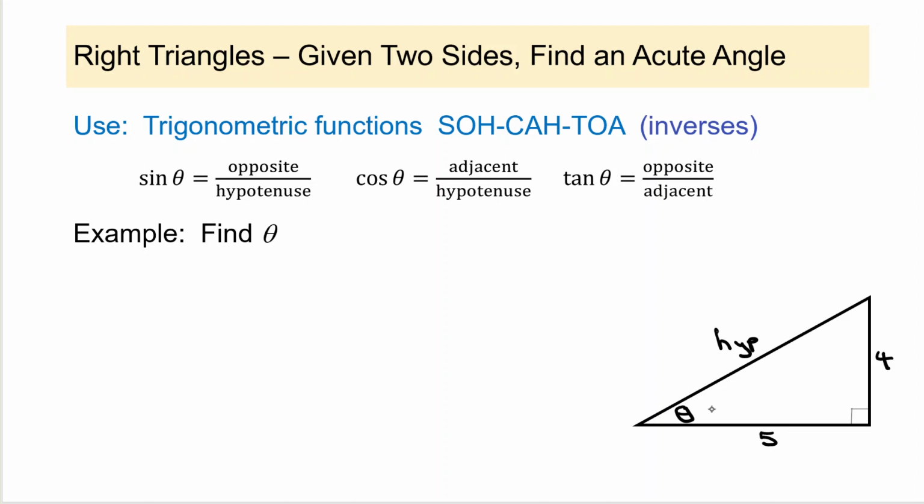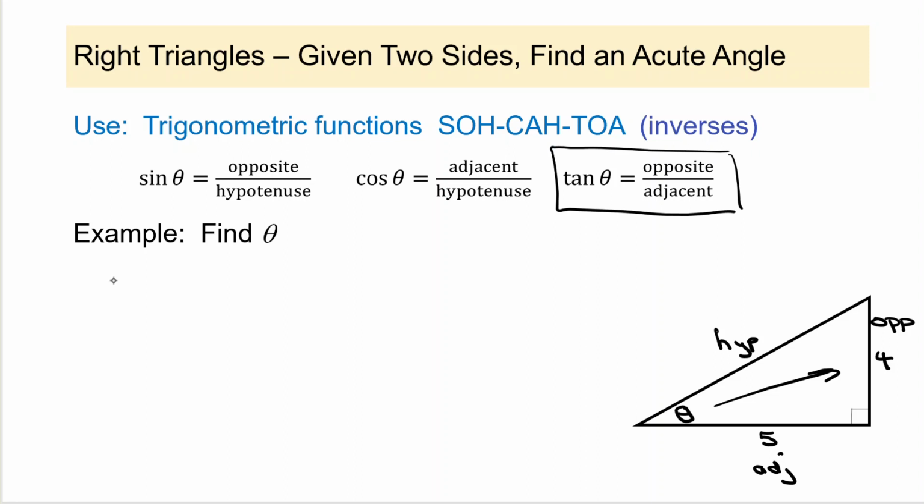Opposite theta, we call opposite, good name. Opposite or adjacent to theta, or next to theta, we call that adjacent. So what am I looking for? I'm looking for a trig ratio that involves the two known sides, opposite and adjacent. So if I look up here, that would be tangent. So the equation I set up is tan theta equals opposite, which is 4, and adjacent, which is 5.